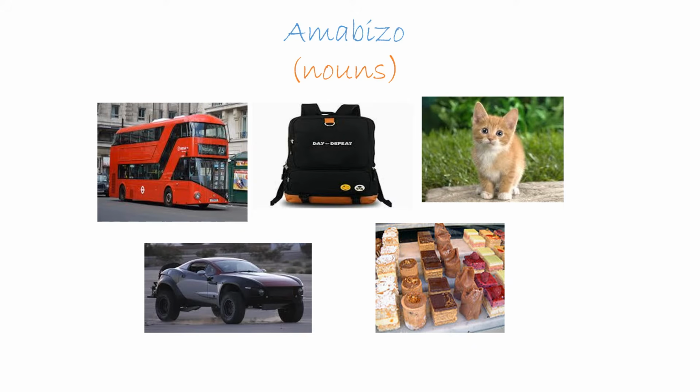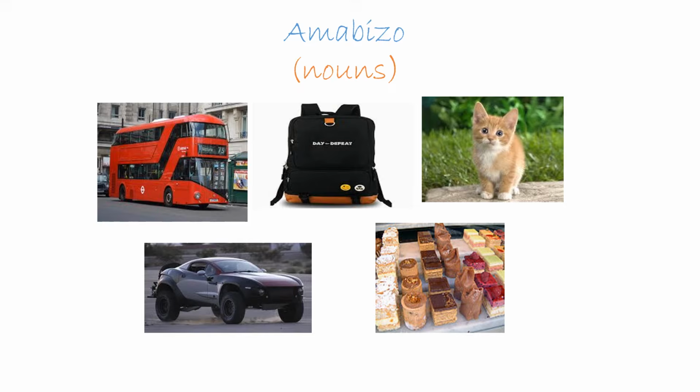Okay. Let's look at this picture that I have here for you. I brought these pictures for you. I have here ibhasi, I have isikhwama, I have ikati, I have imoto, I have amakhekhe. So I'm sure we can all see that these are nouns. The bag is a noun, the car is a noun, the bus is a noun, the cat is a noun, cakes is a noun.